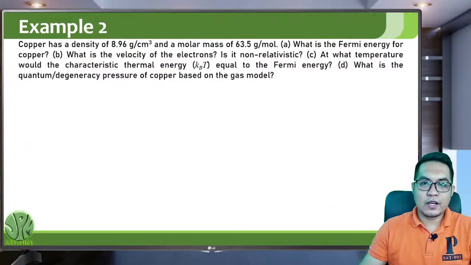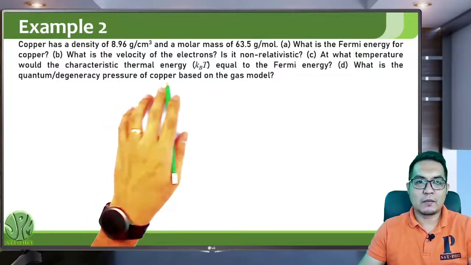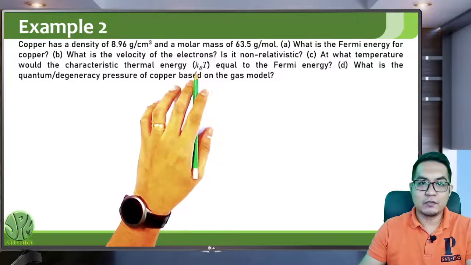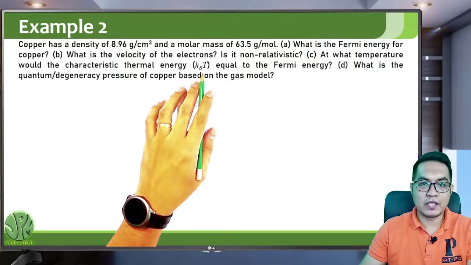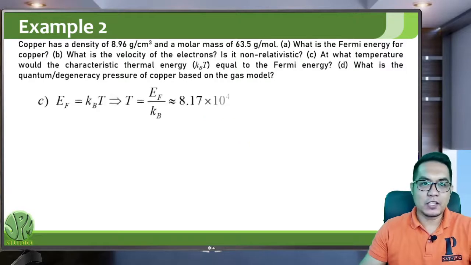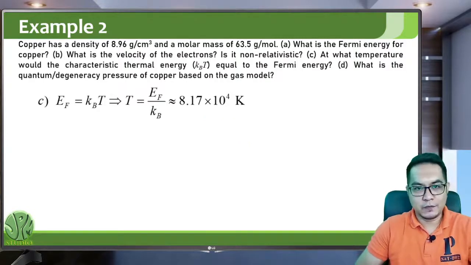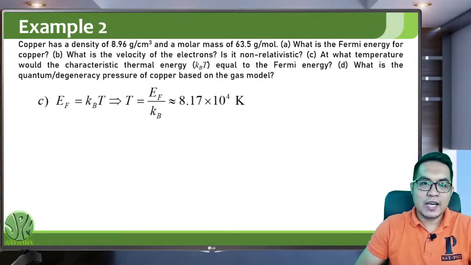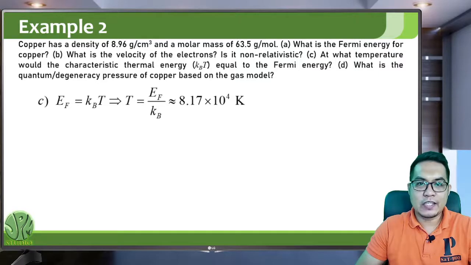For the third question, letter C, at what temperature would the characteristic thermal energy, which is kT, where k_B is the Boltzmann constant and T is the temperature, equal the Fermi energy? You just equate the Fermi energy to kT, and you will get the characteristic temperature of 8.17 times 10 to the 4 Kelvin. The SI unit for temperature is Kelvin, the absolute temperature.